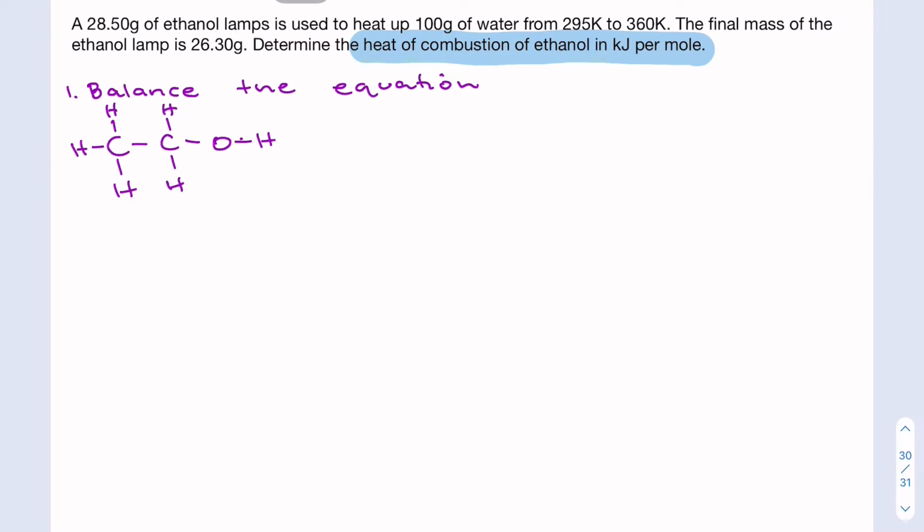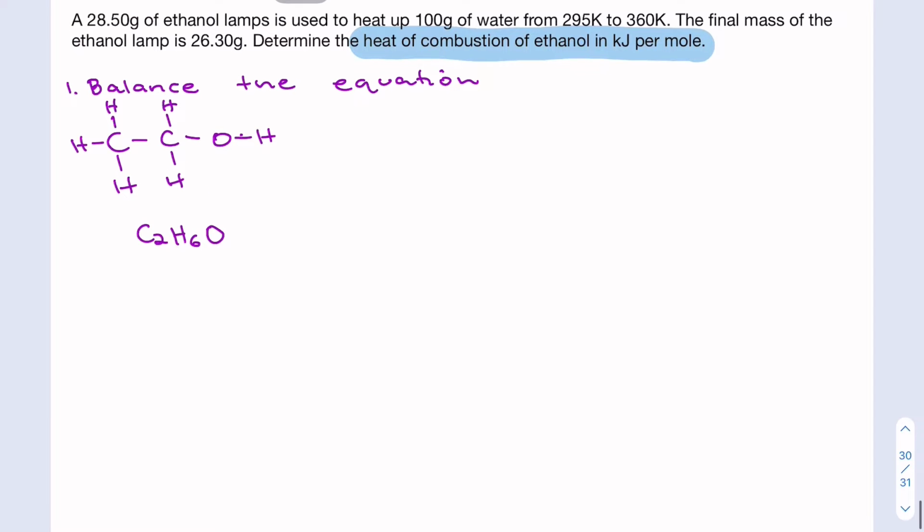so the molecular formula for ethanol is C2H6O. Okay, we have 1, 2, 3, 4, 5, 6 hydrogens, 2 carbons, and 1 O. Okay, so if we add that to oxygen, then we form carbon dioxide and water. Okay, so we have 3, 2, and 3. Now this equation is balanced.